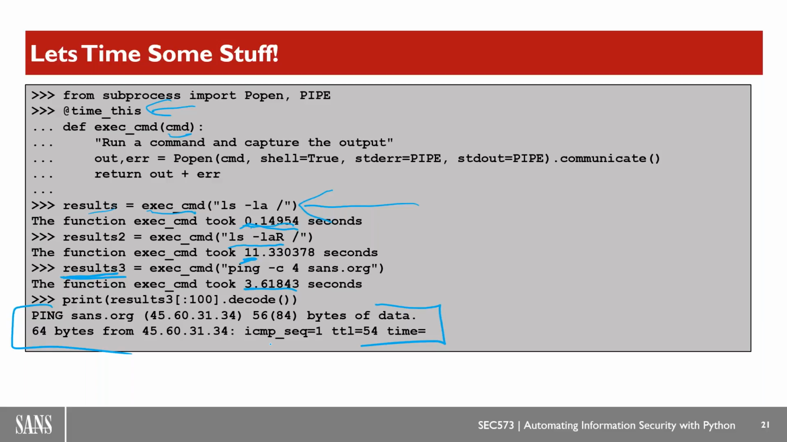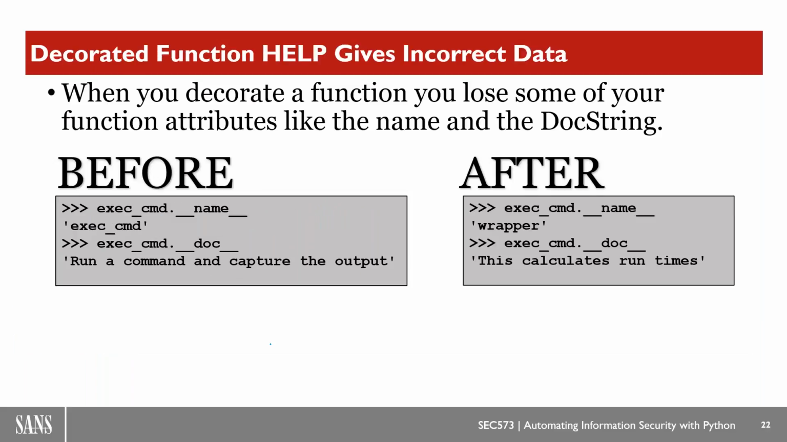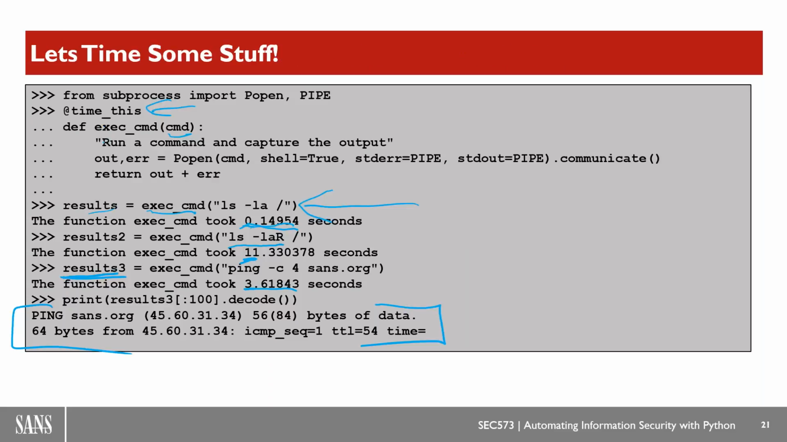Okay, so I can use this time this function to time various things once I've defined that decorator inside my code. But something happens when you decorate functions, right? So I created that exec command, and now the help that's associated with my exec command doesn't work anymore. Inside of my exec command, I did create a help string that says exec command runs a command and captures the output. This is what's known as the doc string in Python. So my doc string, which the help function uses, should tell me, when I ask for help on exec command, that this function is designed to run a command and capture the output.